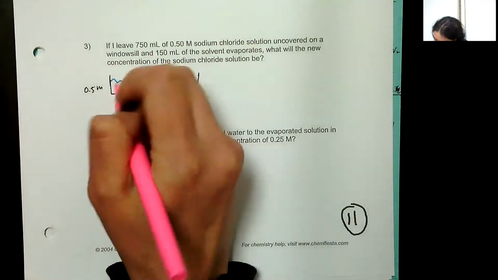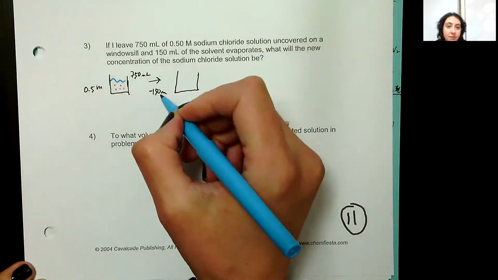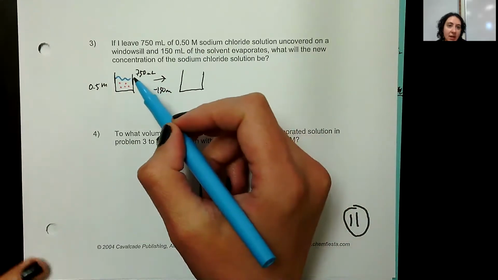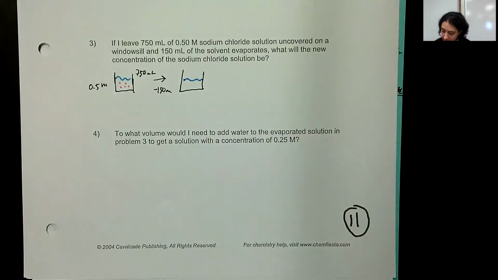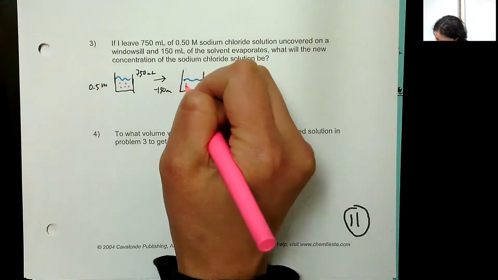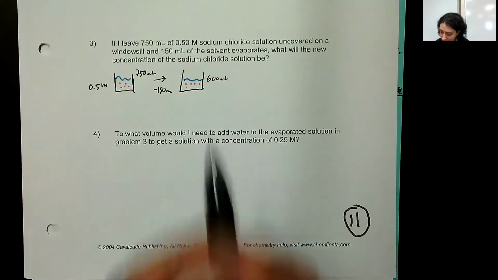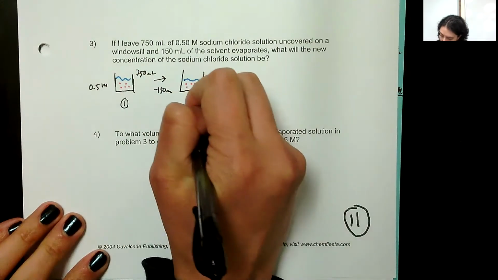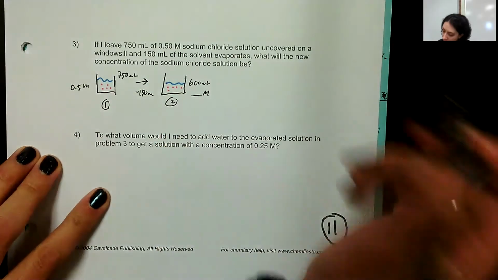So what will the new concentration be? We also have a volume thing. So we've lost 150 milliliters. So we got to think, what is the new volume? That's important. Well, it's going to be 750 minus 150, which is 600. So the new level is going to be 600 milliliters. But the salt didn't evaporate, so this is going to be more concentrated. So this is the initial scenario. This is the second scenario. So it looks like we are trying to solve for molarity there.